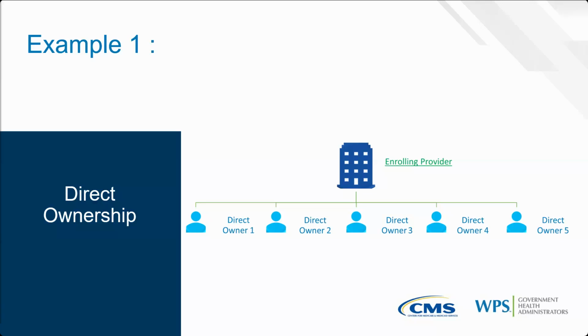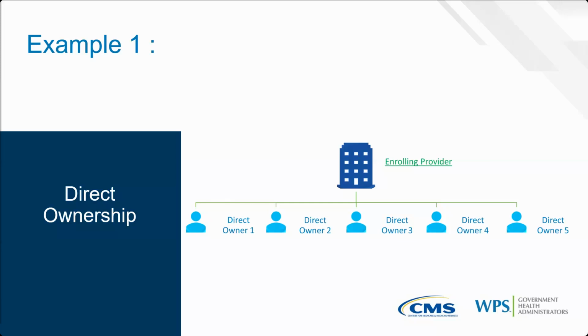So on the application, we would expect all 5 direct owners to be reported. Now you can see we have little bodies there. That is indicating that these are direct individual owners. So these are people. These would be owners that would be reported in Section 6 of your appropriate CMS 855. And to do that, you would need to fill out that section 5 times.